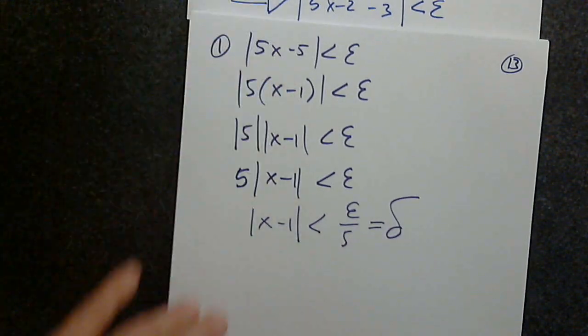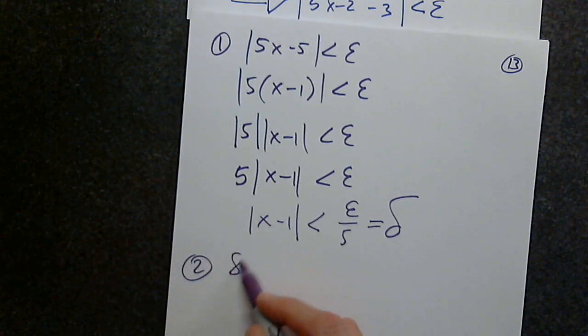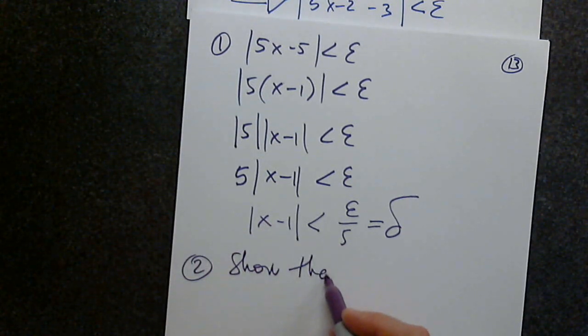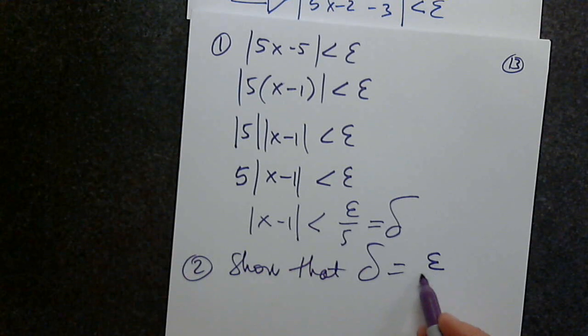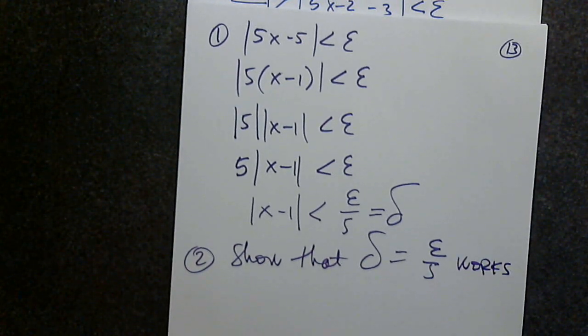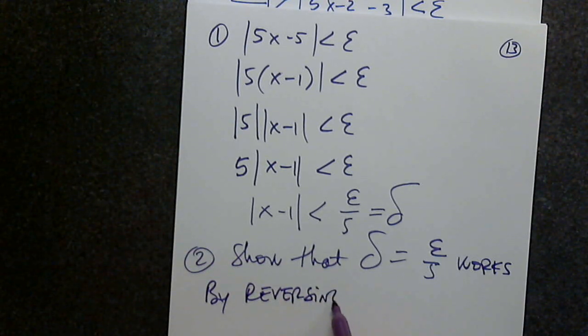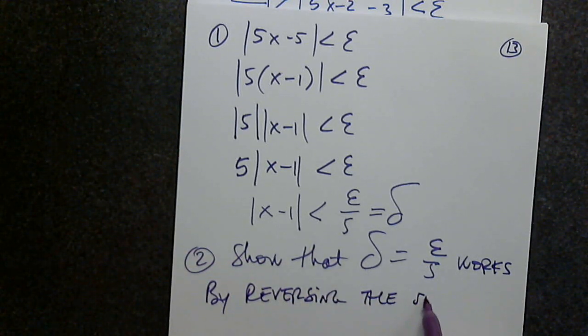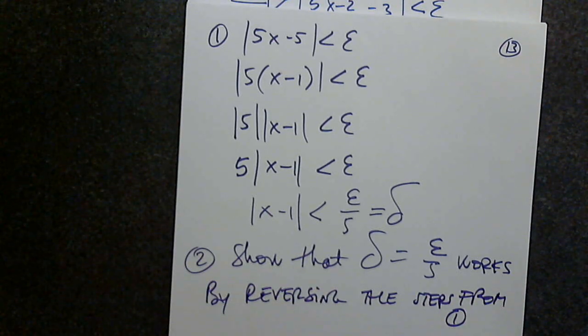And this is it. And in step 2, I'll say show that delta equals epsilon over 5 works. You do not have to reverse the steps, just write this sentence: works by reversing the steps from 1. So this problem should take tops 3 minutes.